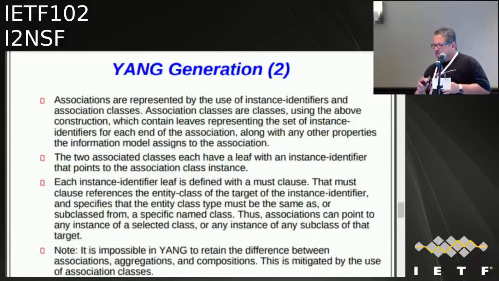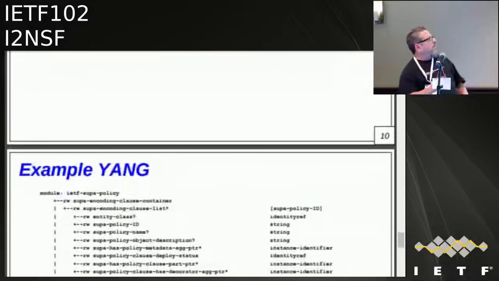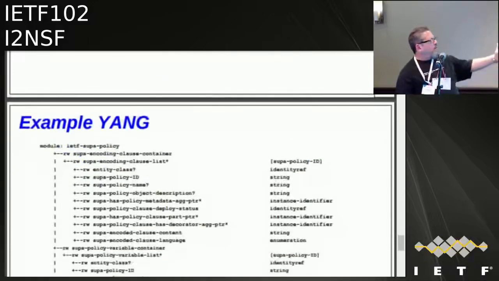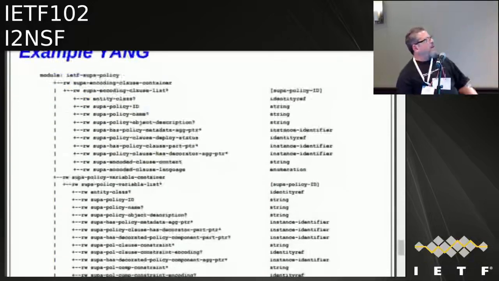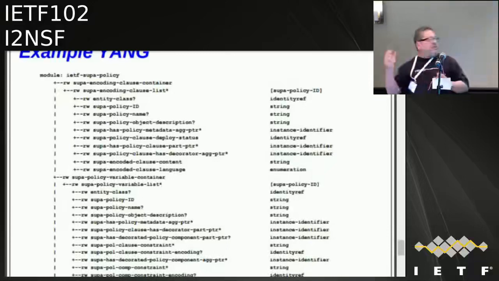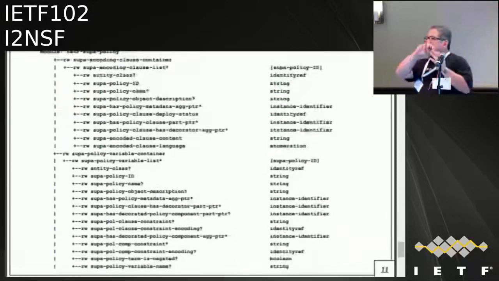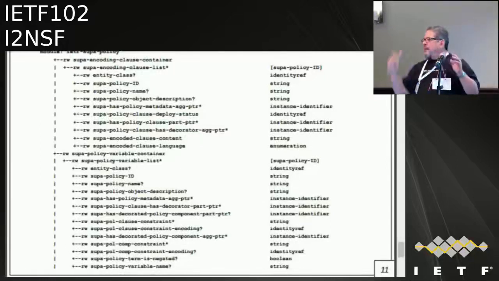I can skip the rest of this since we're out of time. This is just an example of what something like this would look like following these rules. When you see PTR, that's just an instance identifier that is implementing one end of an association between an object and the association class.